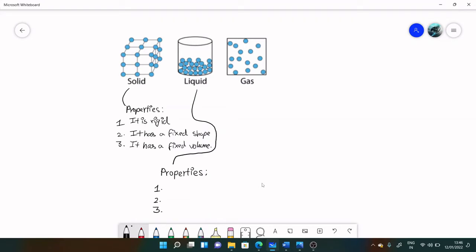Now, do you think liquids are rigid? Again, I repeat, rigidity is a tendency of an object to resist a change in its shape. Do shapes of liquid change? Yes, they do. We just discussed it. When you put water in a bowl, the shape of the liquid is different. When you put water in the glass, the shape changes. So it is not rigid.